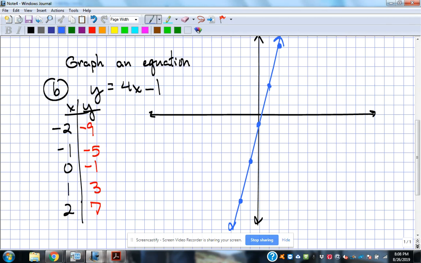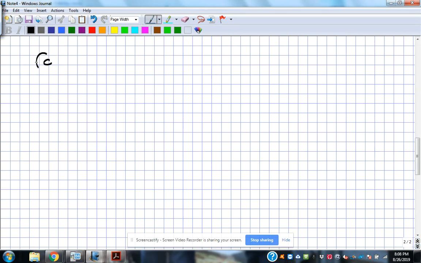Let's do one more. A little bit more fun graph here. Let's do y equals x squared minus 4. So one that's not quite a straight line. And I'm going to pick some x values. I'm going to pick the same ones because I'm boring like that. So -2, -1, 0, 1, and 2. And let's see what this one does as far as the picture goes.